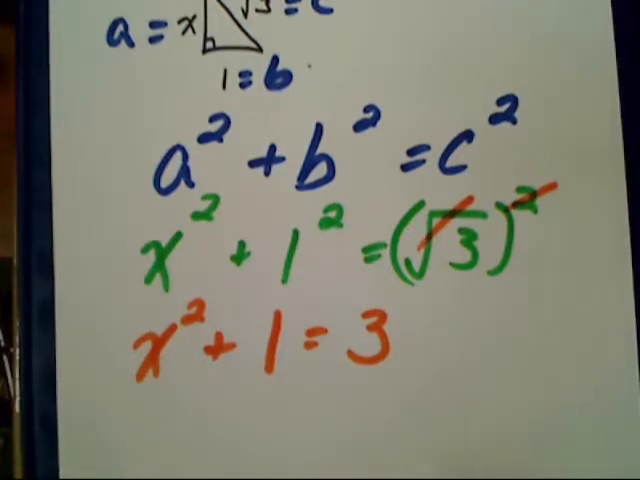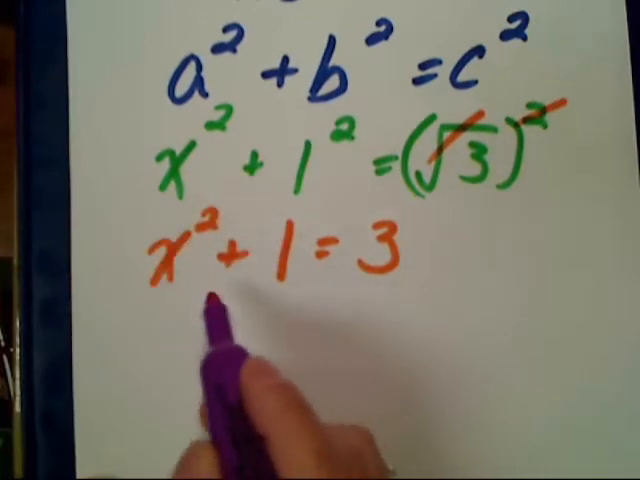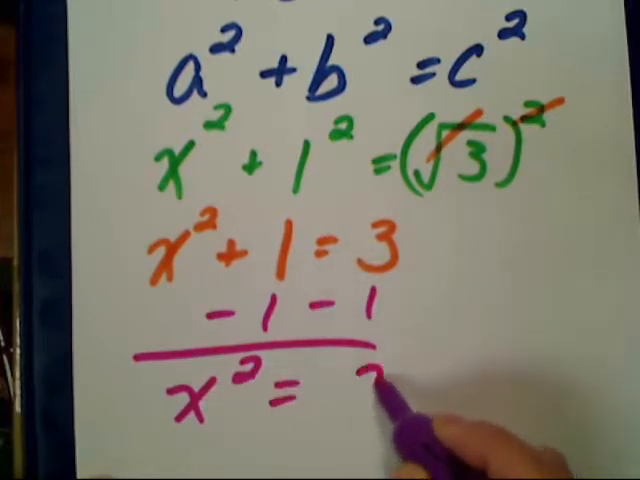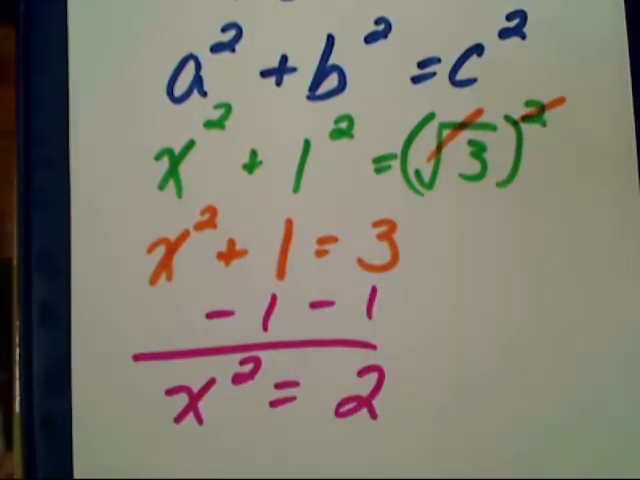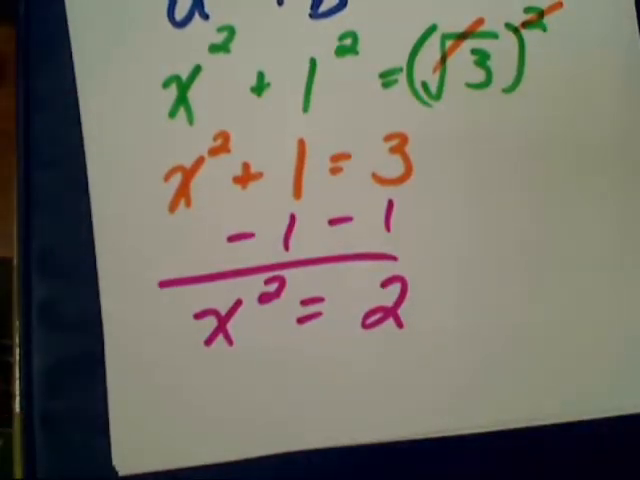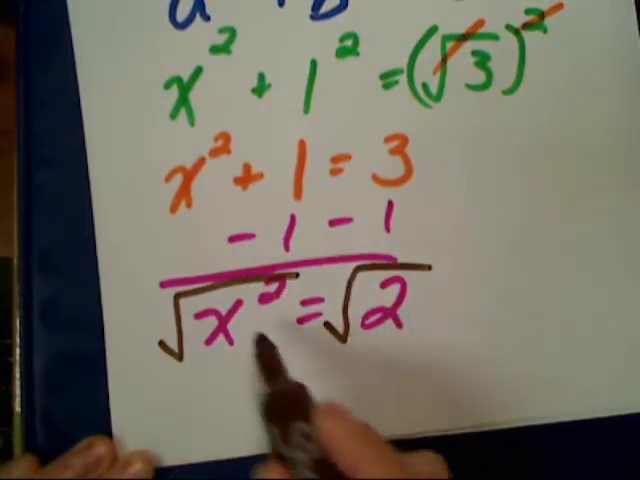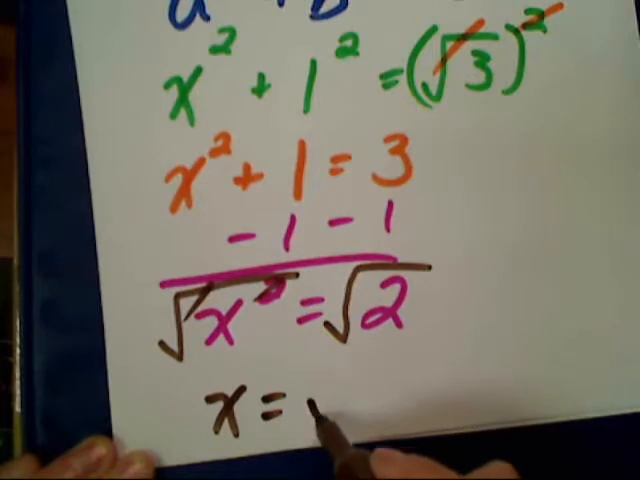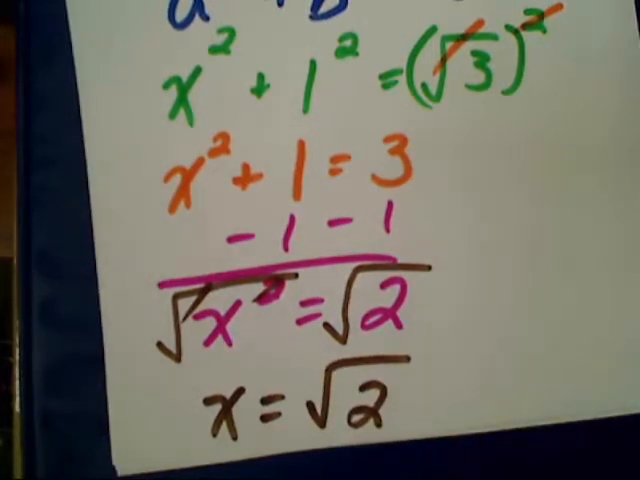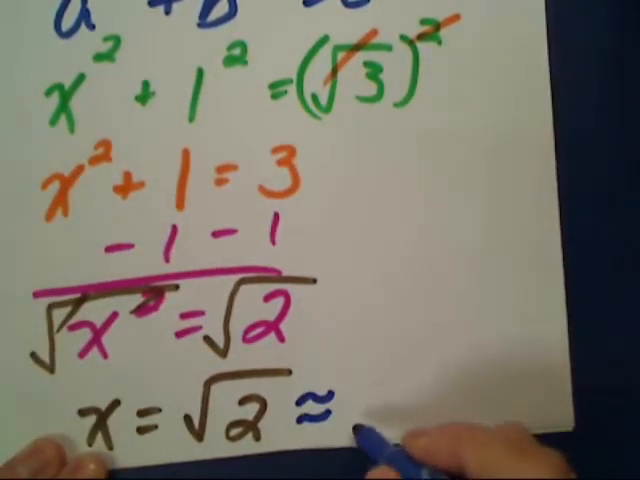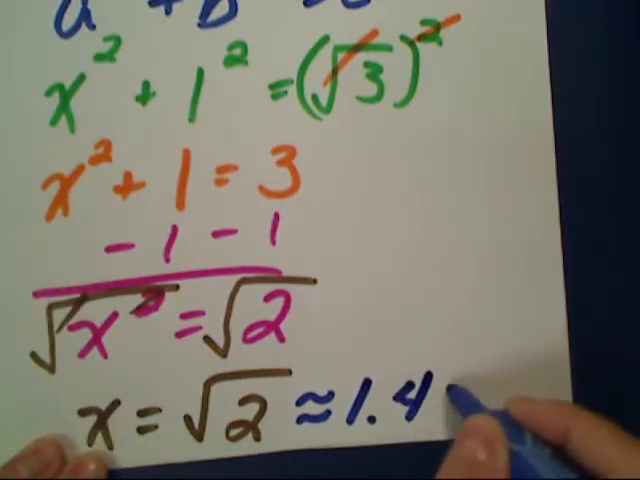Now we solve. In order to solve, I have to get the variable by itself, so I'm subtracting 1. But I don't want to know what x squared is, I want to know what x is. So to cancel out a square, we take the square root. So x is equal to the square root of 2. Now, depending on what your directions state, you might want that as your answer. But if this says that you want to round, then you need to plug it into your calculator. And if you round it, probably round to the nearest hundredth, you get 1.414.